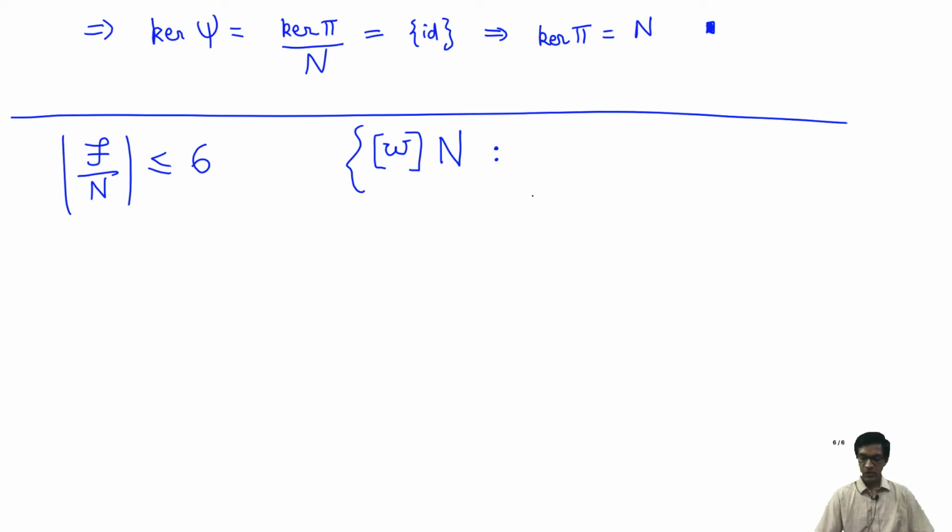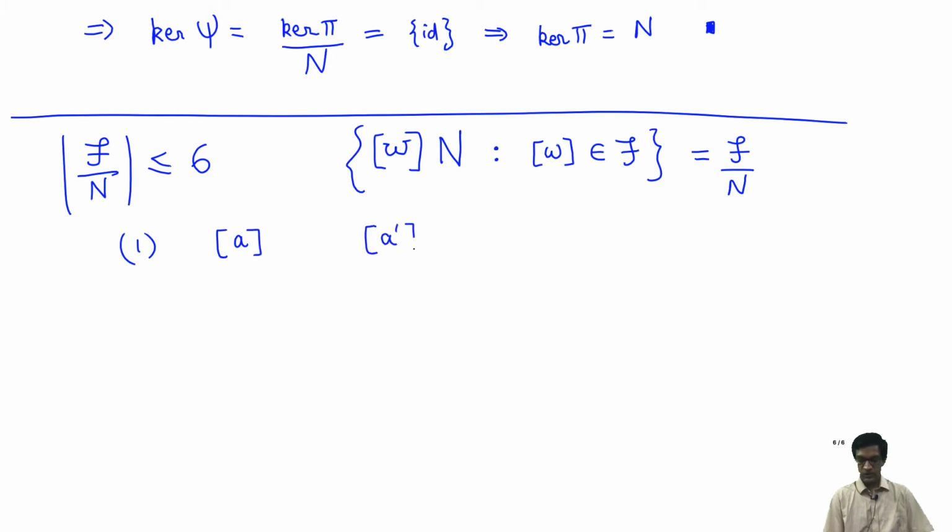So this is my F by N. I claim that many W's give me the same coset. Okay, so let's see an instance of this. Let's look at the word a, and let's look at its inverse word, which is a prime. I claim a and a prime are actually in the same coset modulo N.